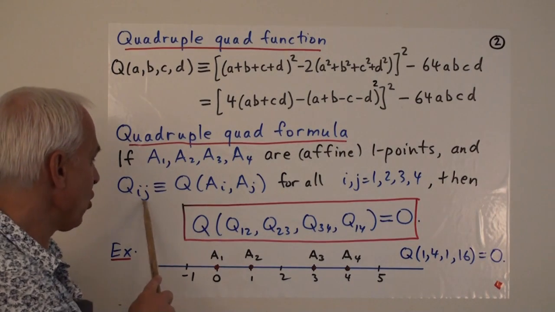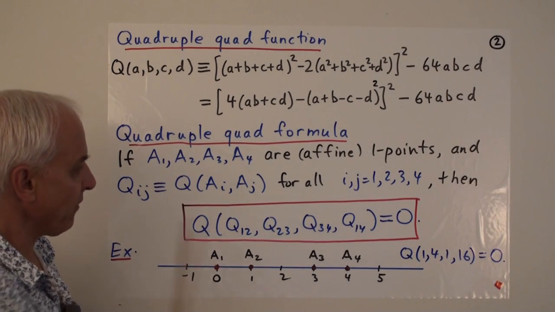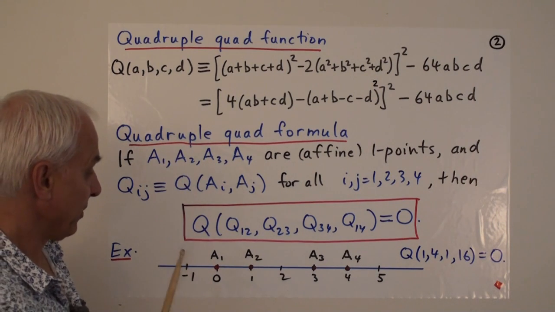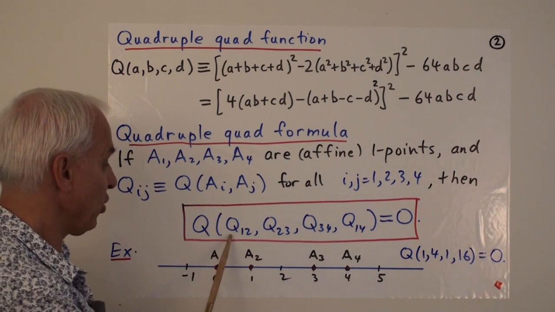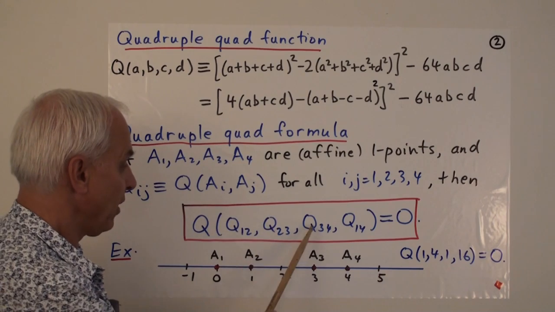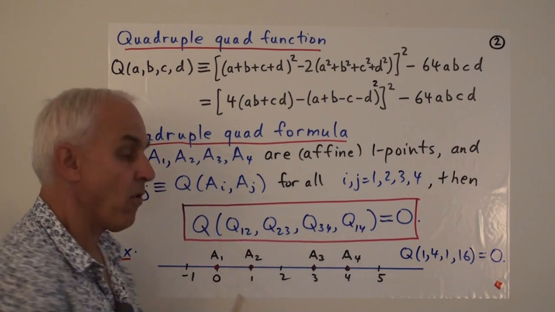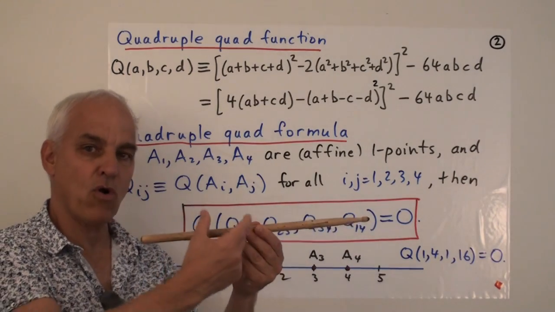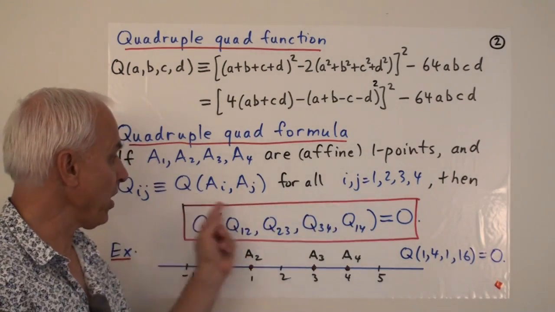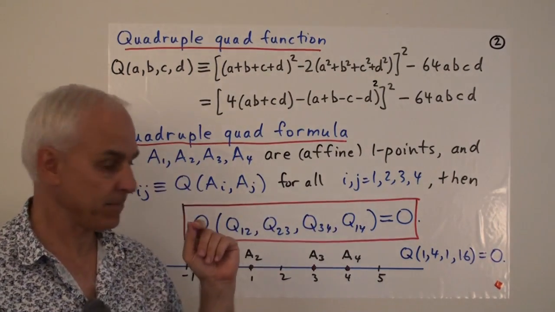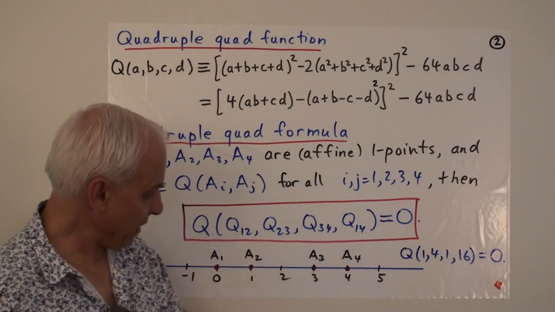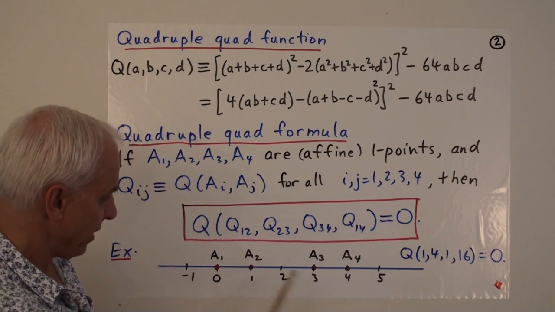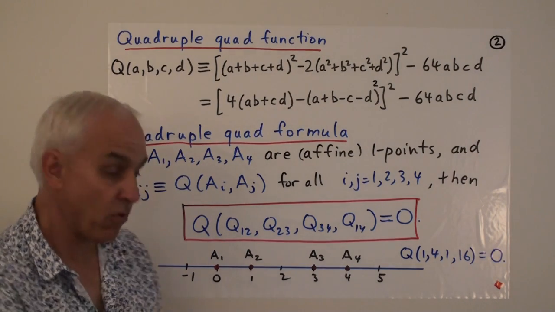So if we have these quadrances Qij defined this way for all i and j between 1 and 4, then the relationship is that Q of Q12, Q23, Q34, and Q14 is 0. That's the relationship between these four quadrances that we get by going through these 4 points cyclically. So in this example here, for example, we would have A1 at the point 0, A2 is at 1, A3 is 3, and A4 is 4.